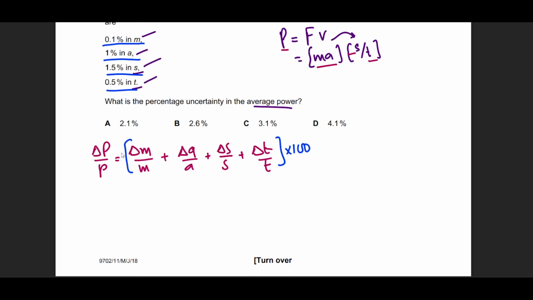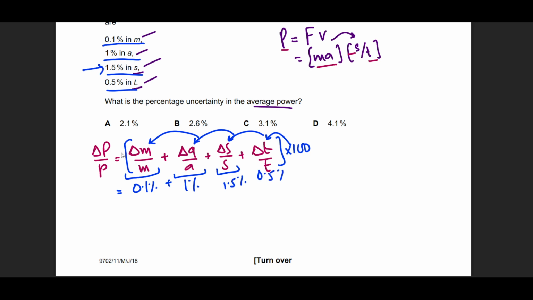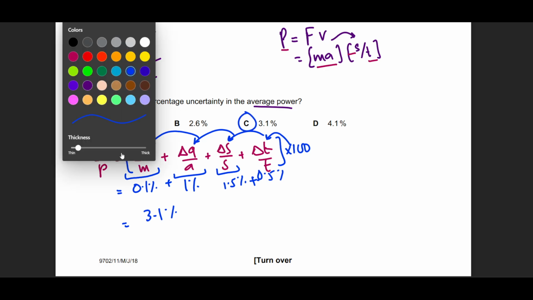So since this 100 is being multiplied with every single number, what are we left with? We are left with 0.1% in this whole bracket, plus for acceleration we have 1%. For speed we are given 1.5%. For time we are given 0.5%. When you add all of them together, your answer is going to come out as 3.1%, which is option C, right?